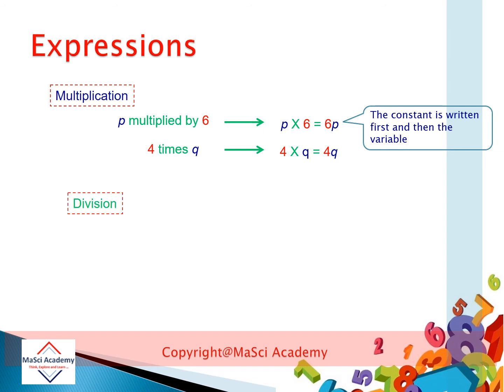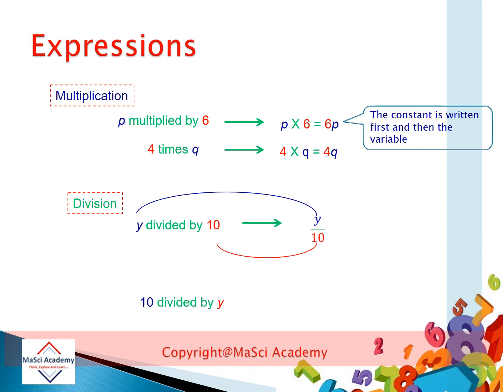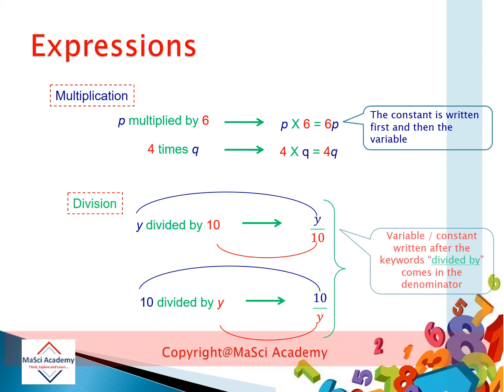Division. y divided by 10 would get decoded as y upon 10, and 10 divided by y would be decoded as 10 upon y. Here either the constant or the variable could be in the denominator, whatever occurs just after the keywords divided by.